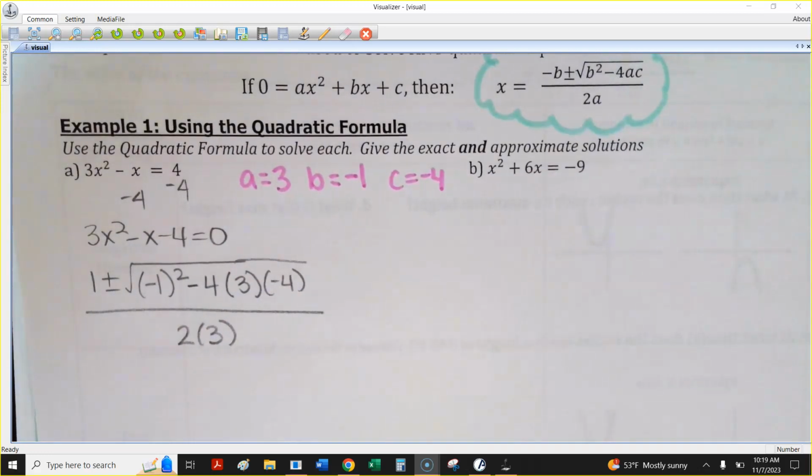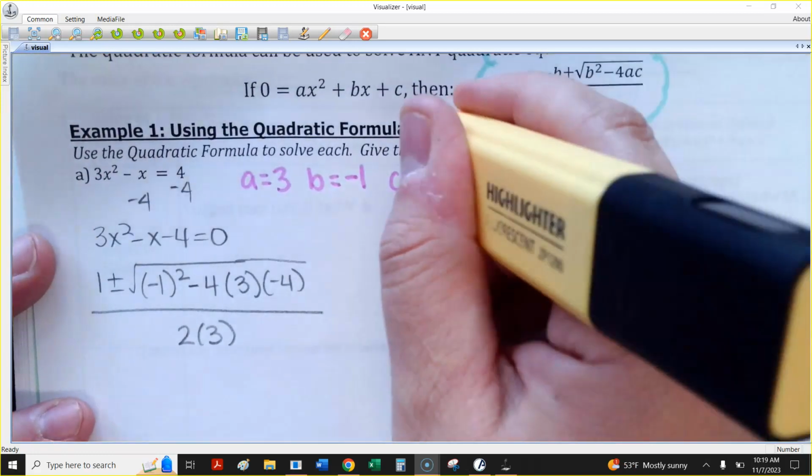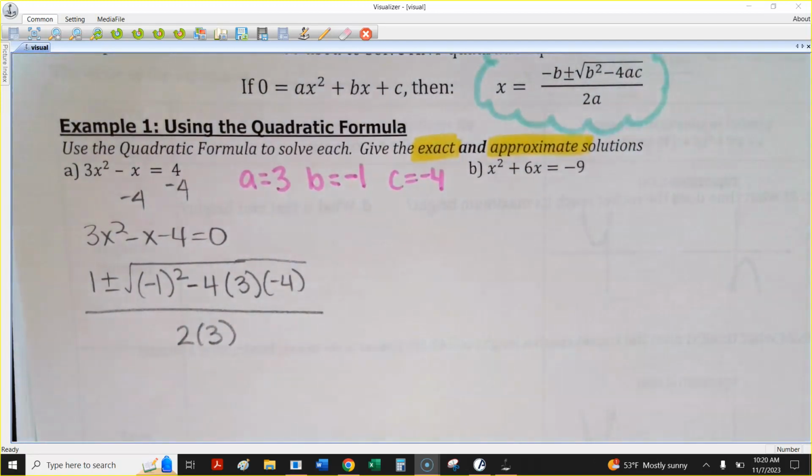And forgive me, let me back up here 1 second. The question says we're going to use the quadratic formula to solve. It says to give the exact and what we call the approximate solutions. So I'm going to talk to you about that here. In the first 2 questions we're going to do, we're just going to have exact solutions, and then one of the ones at the bottom will have approximate solutions, so I can show you how to do that.